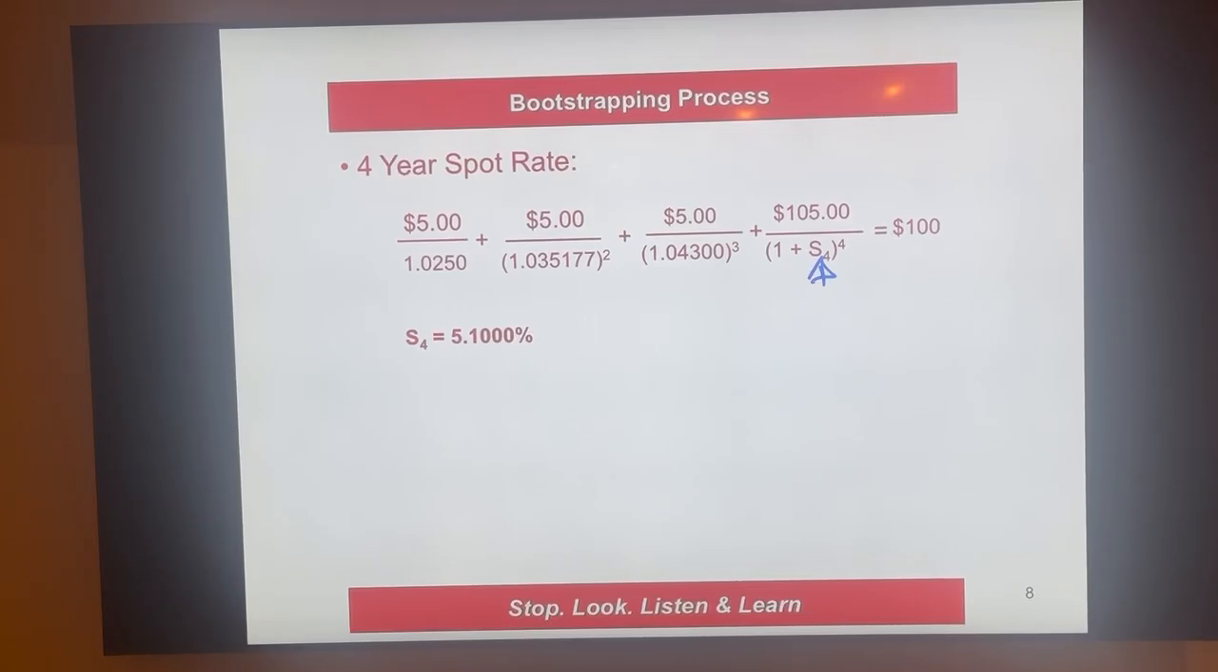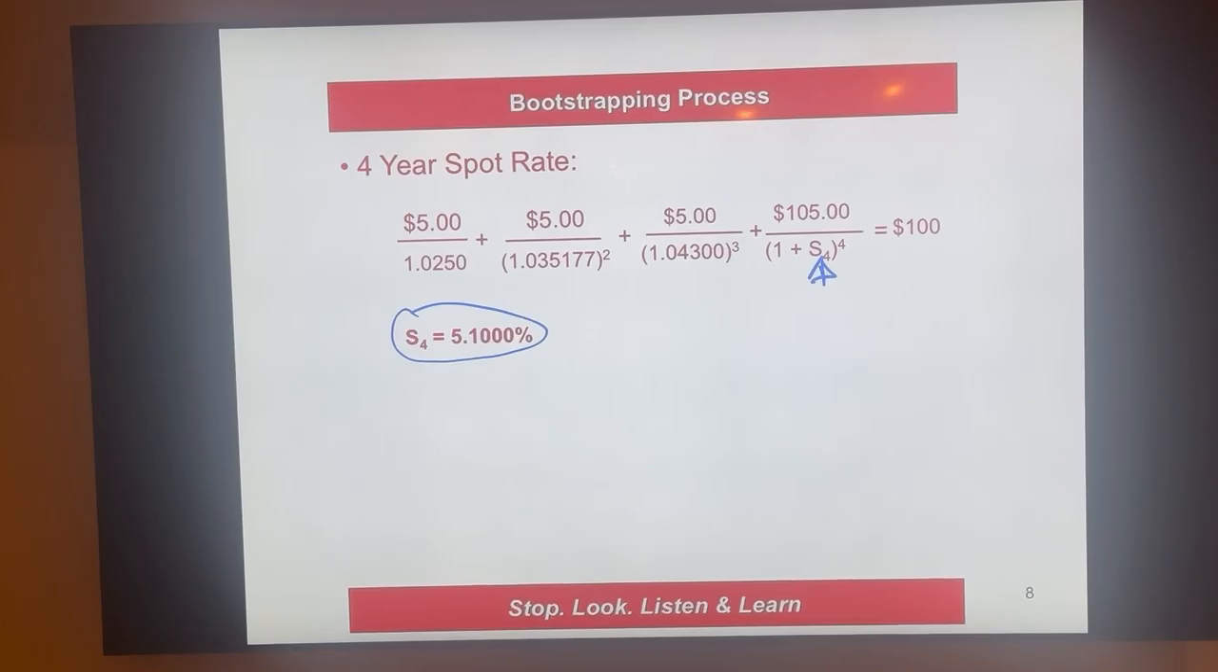And if you go through the arithmetic, you will determine that the 4-year spot rate is 5.1%. And so this is an illustration of the bootstrapping process. So we start with the 1-year spot rate using the 1-year bond, and once we know the 1-year spot rate, then we look at a 2-year coupon paying bond, and we get the par rate for that 2-year bond.